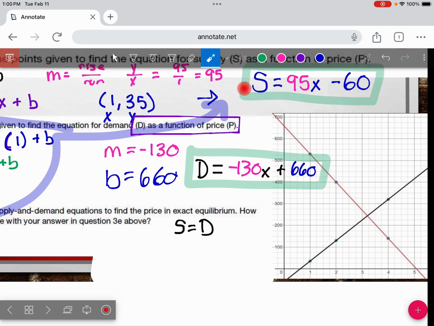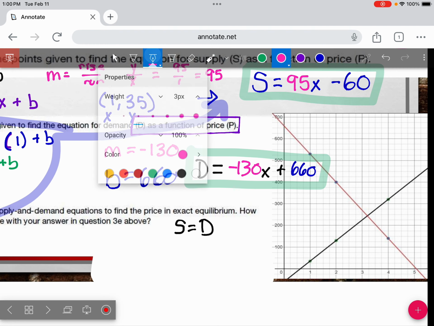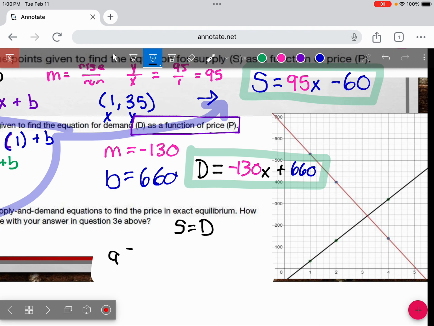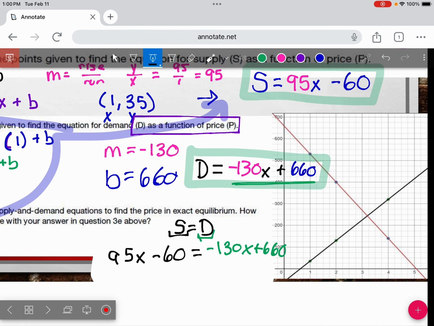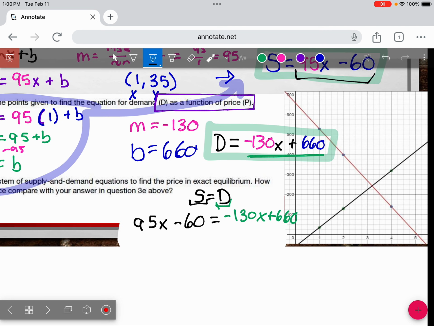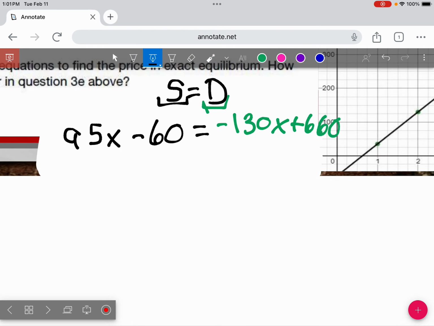So we know our supply equation is 95x minus 60. And we know our demand equation is this one right here that you guys just wrote, minus 130x plus 660. And what we can do is we're substituting these in place of these letters. S equals this, just like if we had a y equals, we'd substitute them in, set them equal to each other. What do we do to solve this? How do we go about solving this mess?